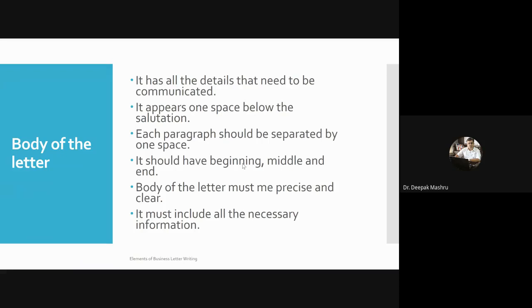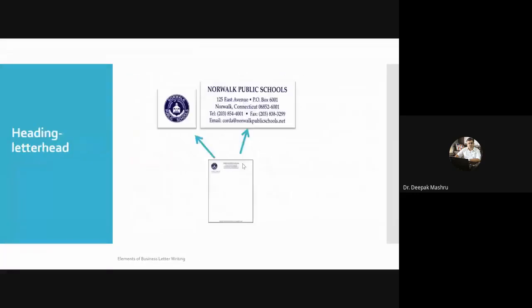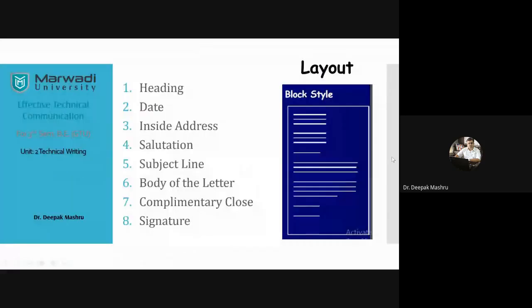That means we will leave one blank space everywhere. Date, one space blank. Inside address, one space. Then we have dear sir, dear madam, one line. Subject line, one line. Paragraphs, one line. Complimentary close, one line. And signature, one line. It would be like this. If I take you there to make you visualize, I'm talking about this thing.